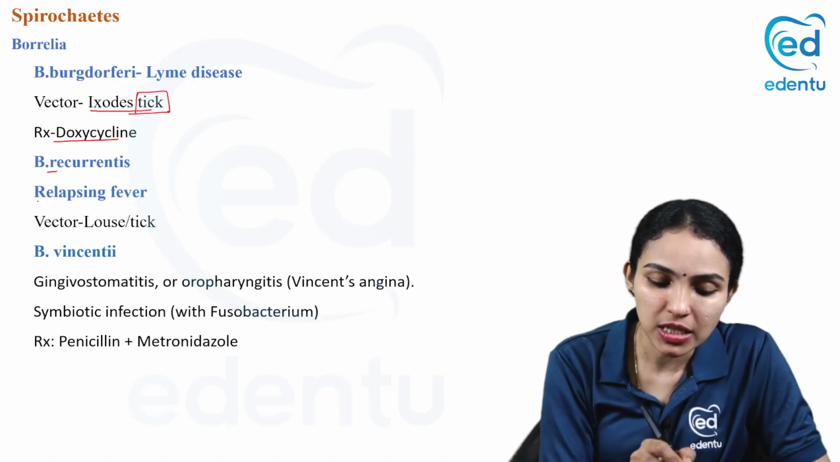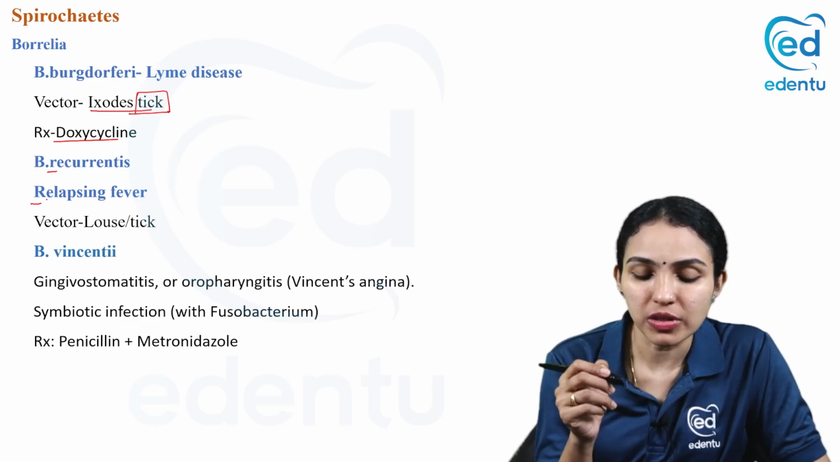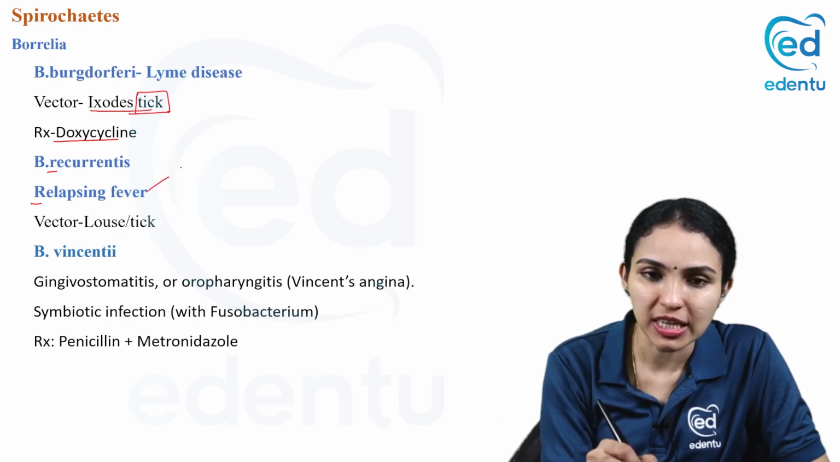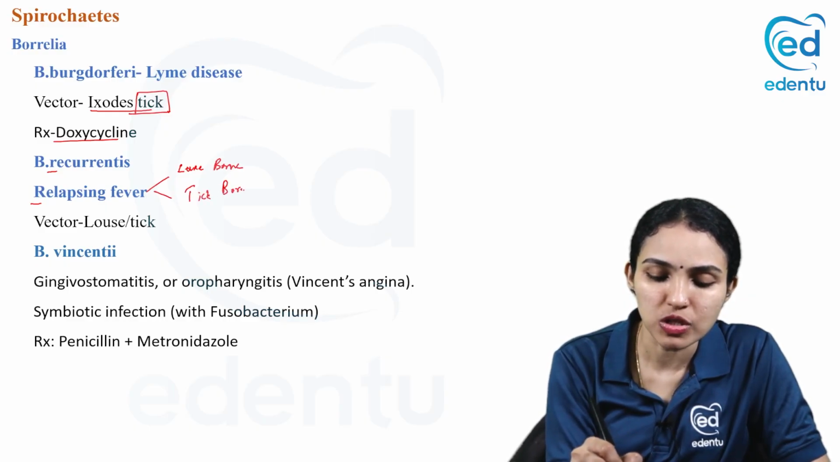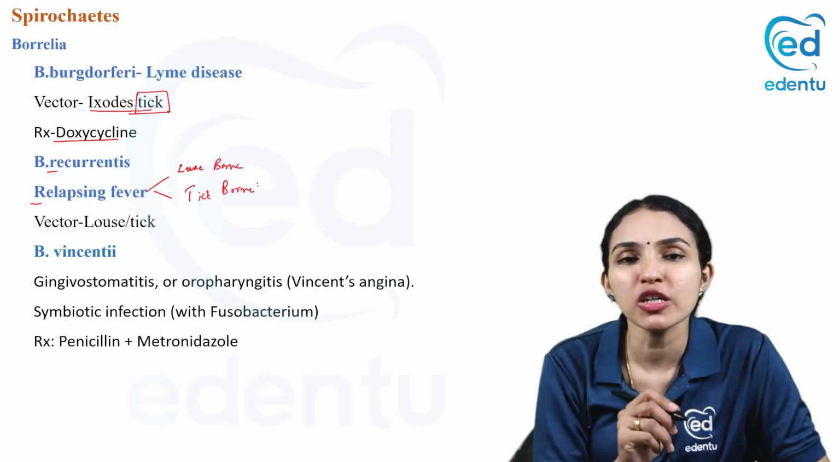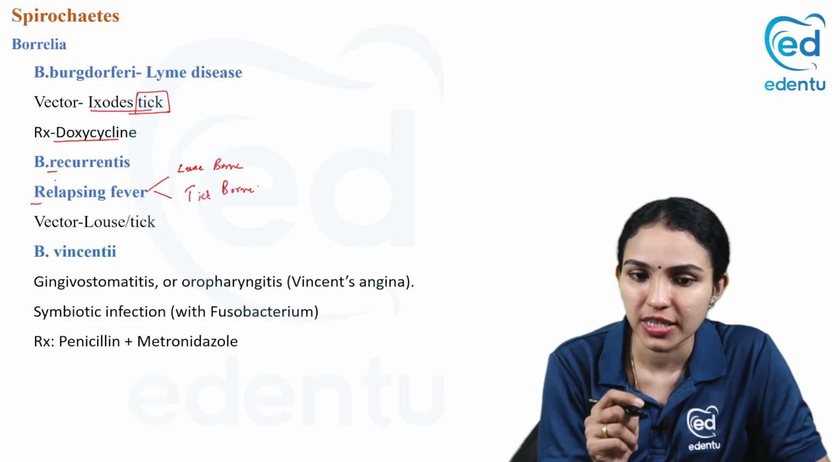Coming to recurrentis, it causes relapsing fever. Relapsing fever can be of two types. It can be louse borne or it can be tick borne. Tick borne or louse borne relapsing fever. The more common organism causing relapsing fever is recurrentis.